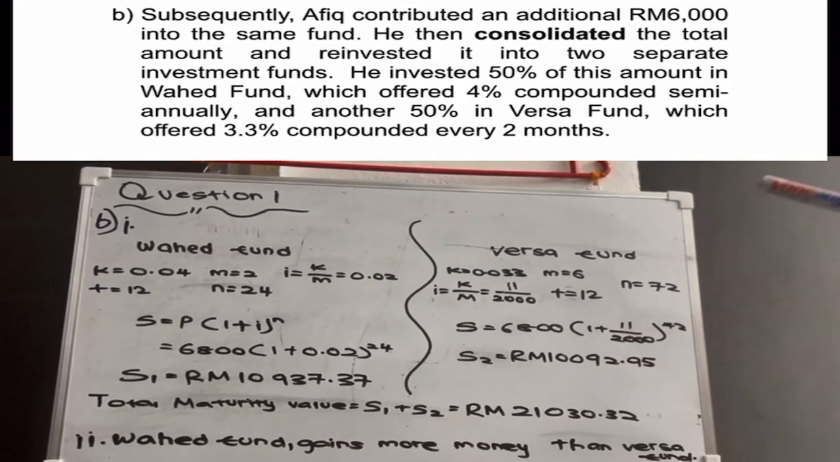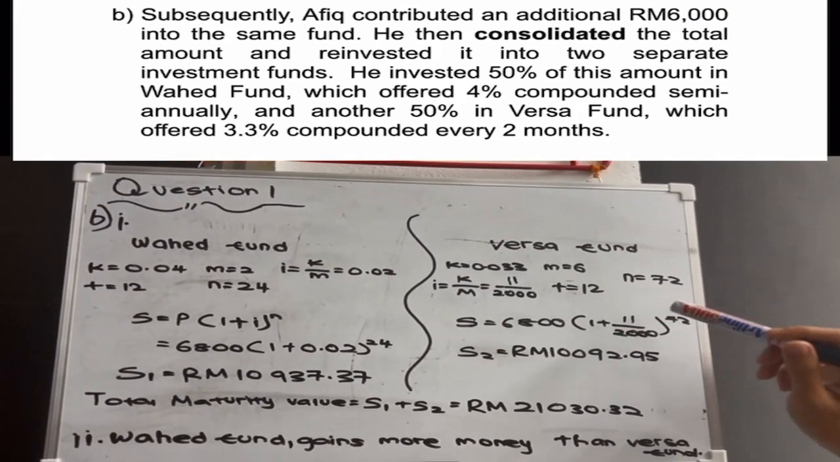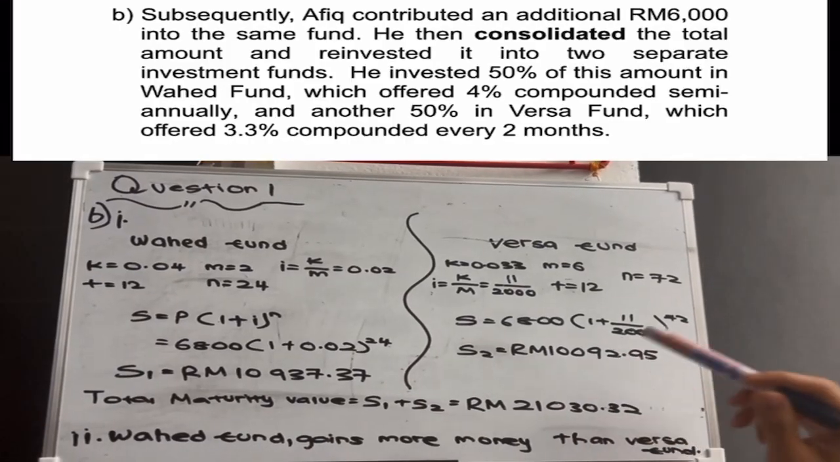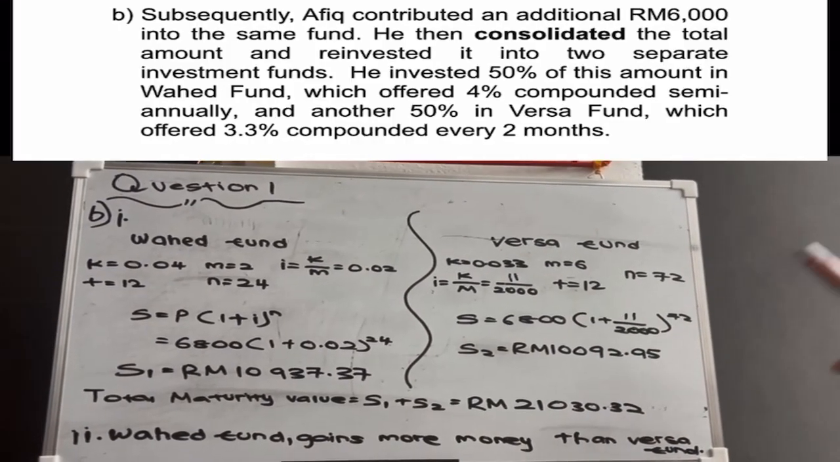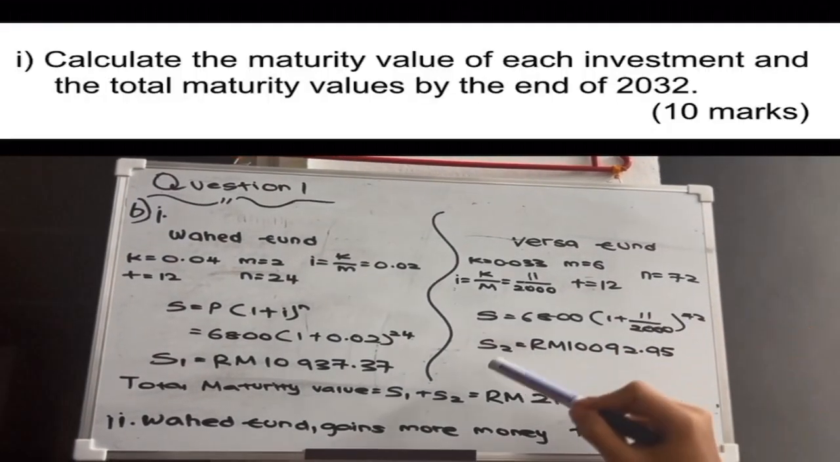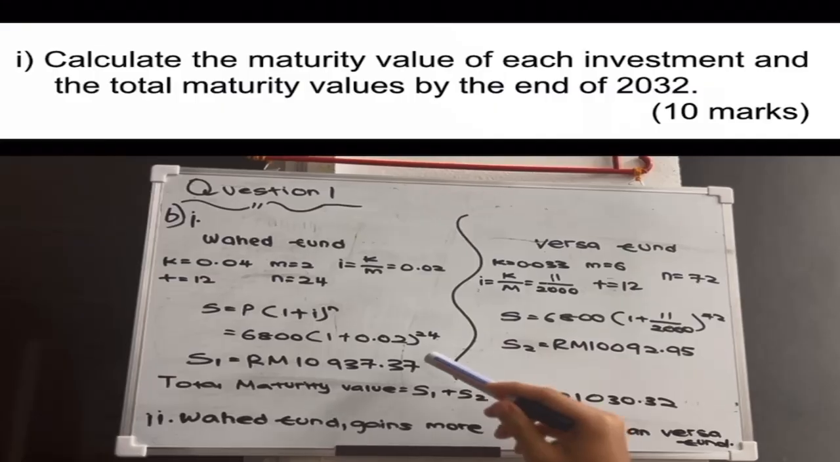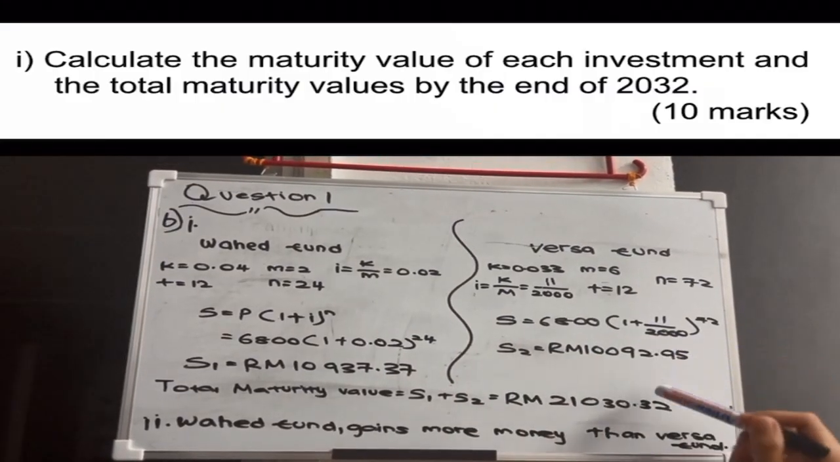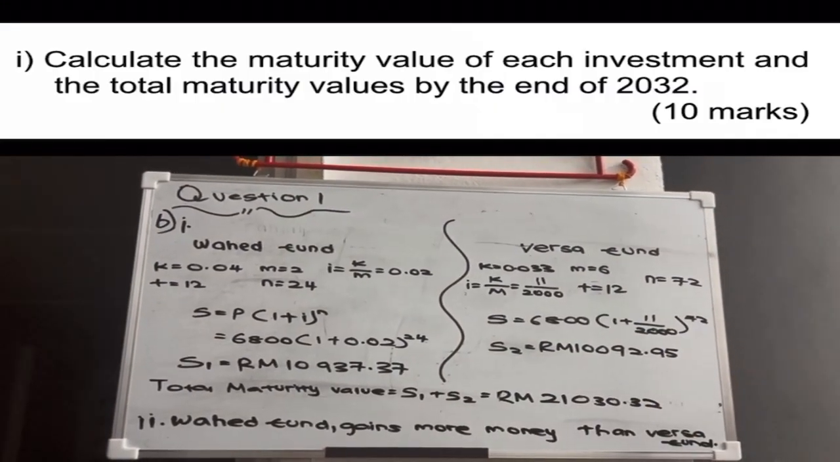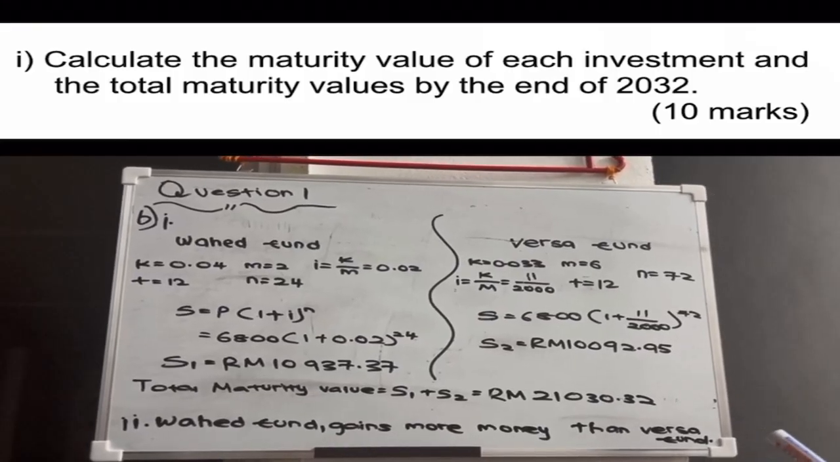So we just fill this information into this formula. So we get S2 is 10,092.95. At the end of this calculation, we can get the total maturity value. So we just add S1 and S2. So we can get the answer here, 21,030.32.